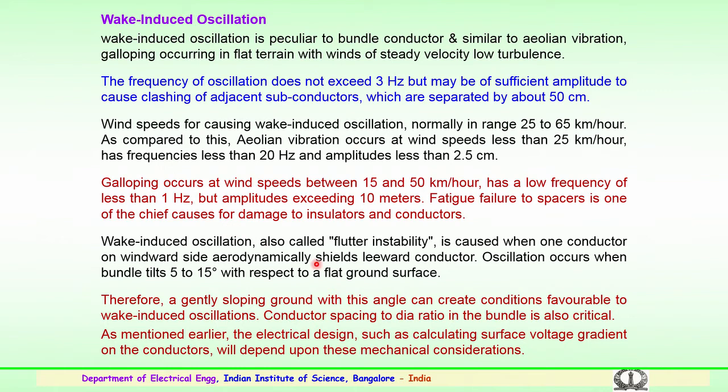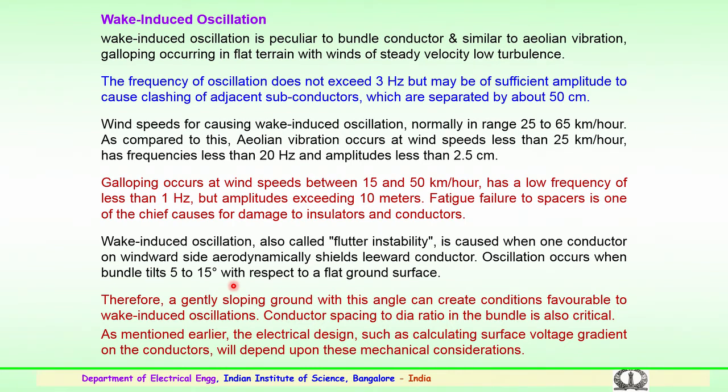The wake induced oscillations also cause a flutter instability. This is caused when one conductor on the windward side aerodynamically shields the inward conductor. So, the oscillation occurs when the bundle tilts 5 to 15 degrees with respect to the flat ground surface, that is the point. So, in the wake induced oscillations, in case there is a tilt or a shift in the conductor bundle because of the oscillations aerodynamically, this could cause wake induced type of oscillations. Therefore, a gently sloping ground with this angle could create conditions favorable to wake induced oscillations.